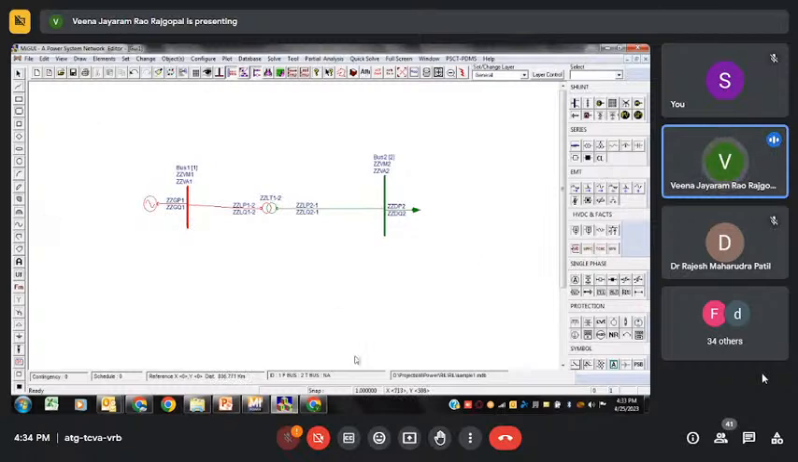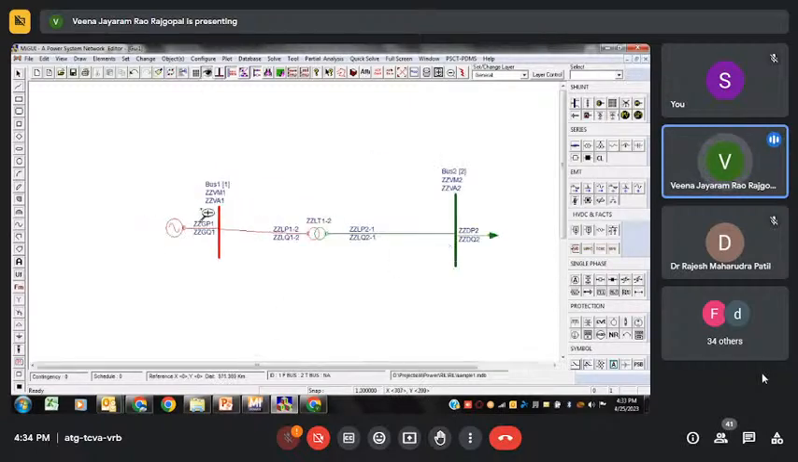Now I've created this diagram. I have a generator, transformer, and a load. You can see here some ZZ codes, right? These ZZ codes are placeholders, like variables, where the results are going to be plotted once the analysis is done. So now I have created this single line diagram.